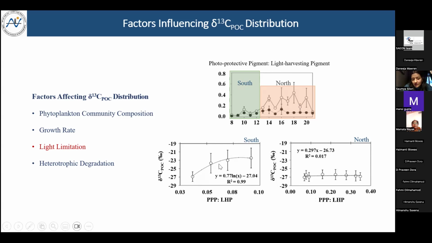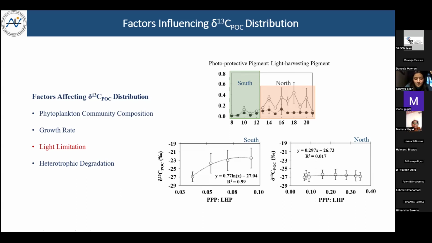If we look at the ratio between these pigments and the delta 13C POC, we see in the south there seems to be a significant correlation between these two parameters. But in the north, because there doesn't seem to be an influence of light in controlling the growth of the phytoplankton, we don't see a correlation between these two. So light may not be directly influencing the delta 13C POC values, but it could indirectly influence these values by controlling the growth rates or other metabolic functions of the phytoplankton.